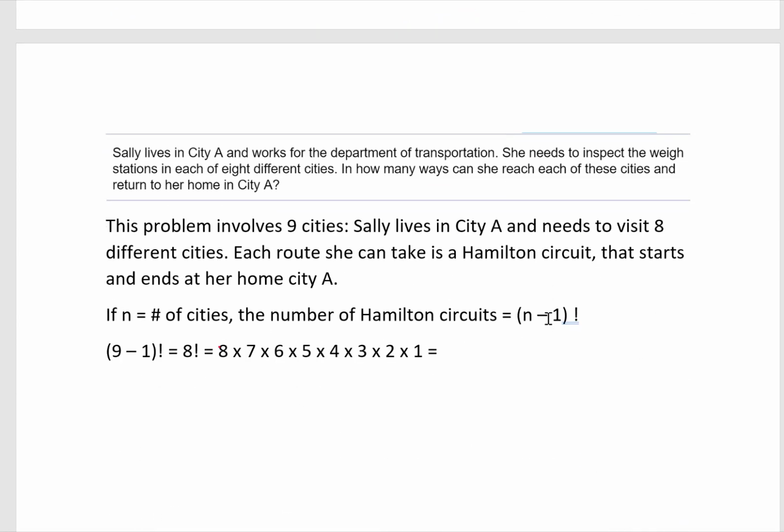Sally lives in City A and works for the Department of Transportation. She needs to inspect the way stations in 8 different cities. In how many ways can she reach 8 of these cities and return to her home in City A?